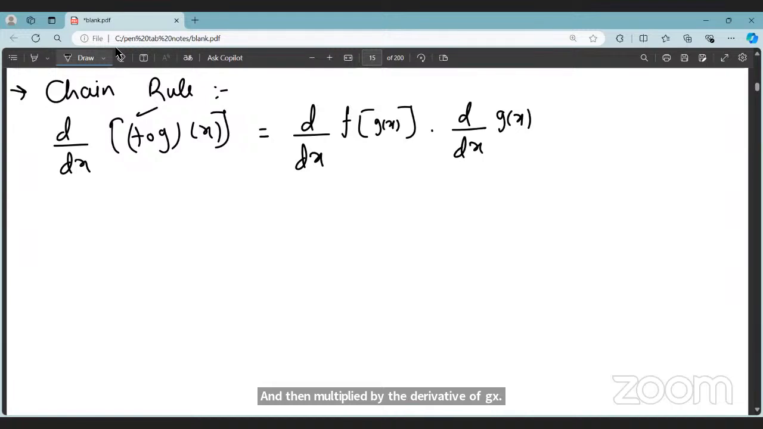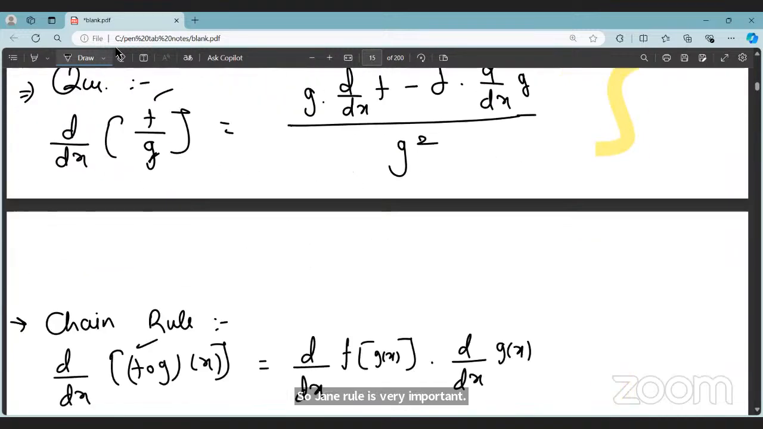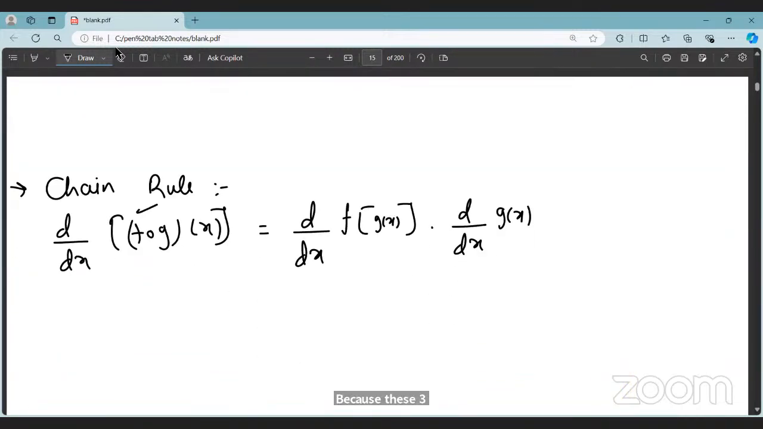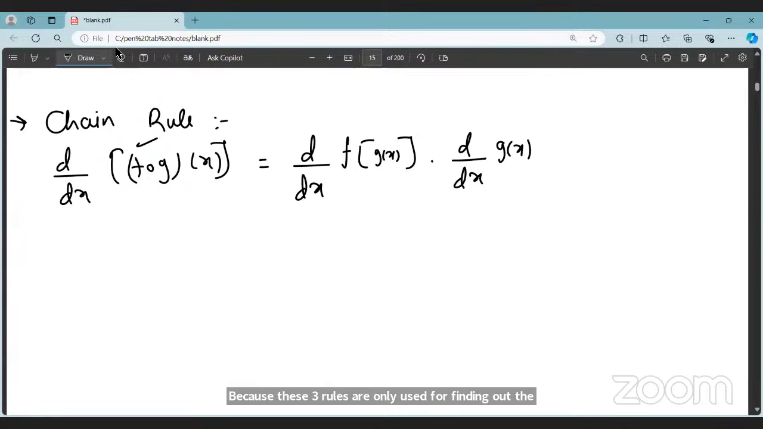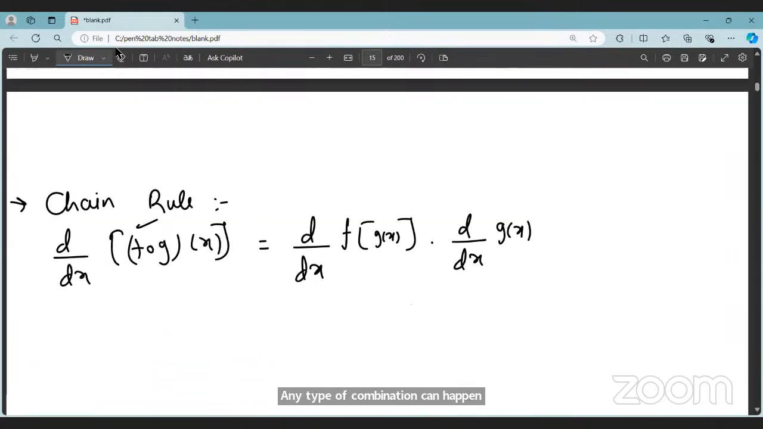So the chain rule is very important, because these three rules are the only ones used for finding the derivative of any type of function. Any type of combination can happen, and you can only use these three rules to compute it.